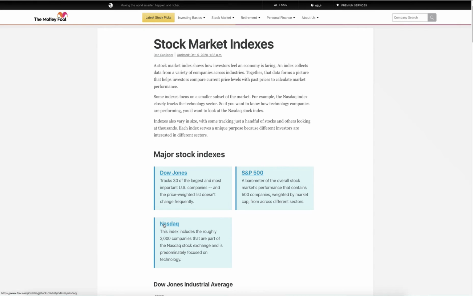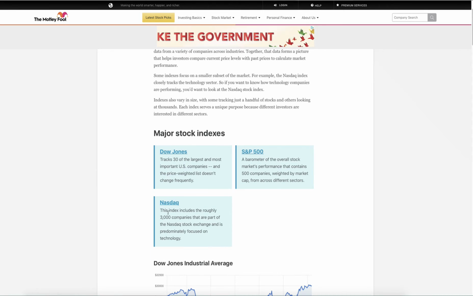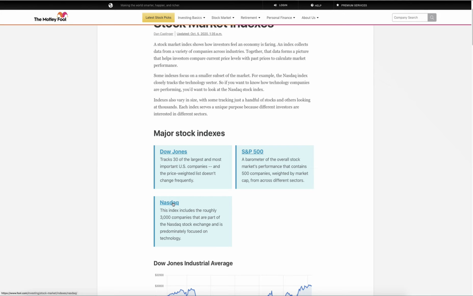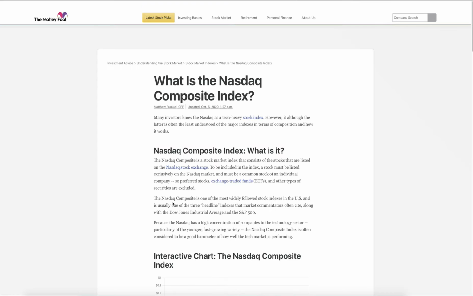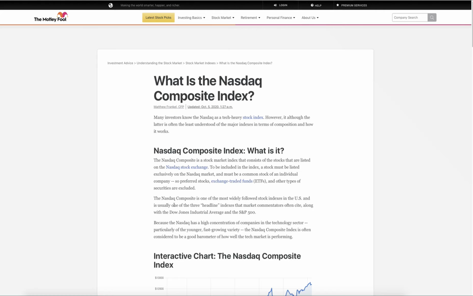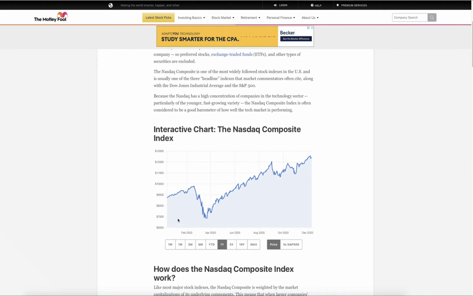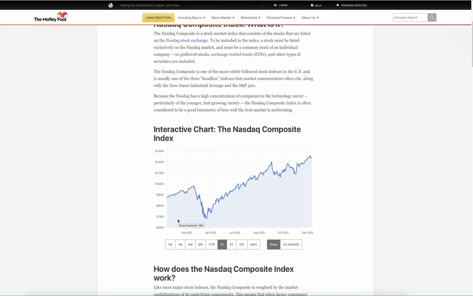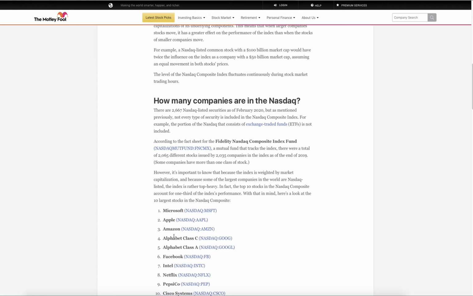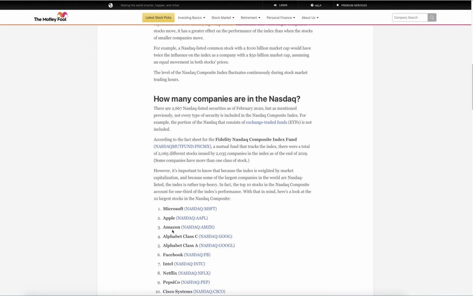The next one is the Nasdaq. Now, the Nasdaq includes 3,000 companies that are on the Nasdaq Stock Exchange and predominantly focused on technology. So what they're saying there is that most of the stocks on the Nasdaq consist of technology stocks. And so the Nasdaq is just all 3,000 stocks that are listed. You get most of the companies that are listed under the S&P and the Dow, well, all of them under the Nasdaq.